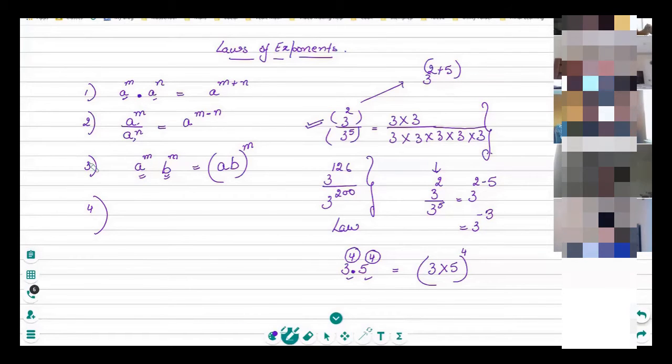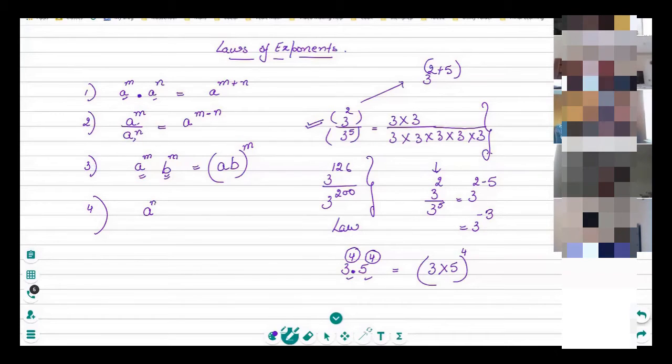Okay. So now in this case, what I am taking, up till now, did you see? I was taking two different bases, two bases every time. Now in this case, I am taking one single base and two different powers.